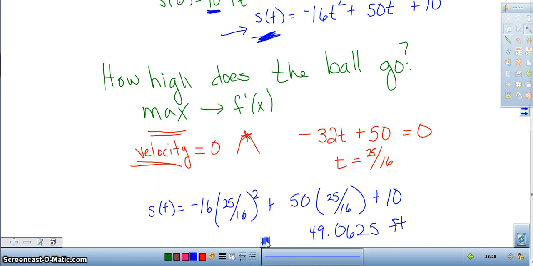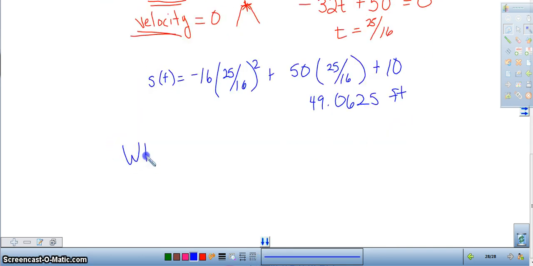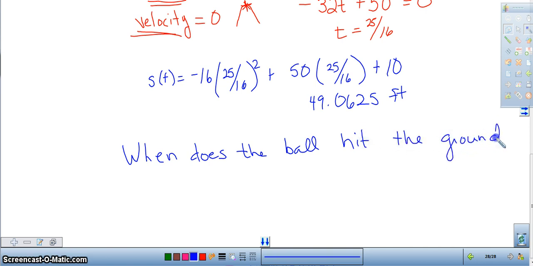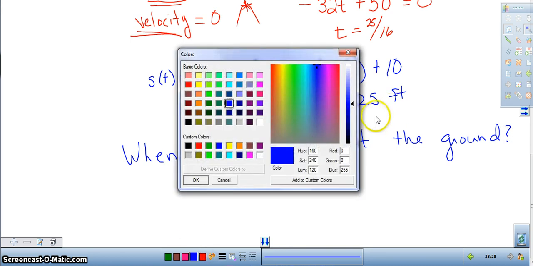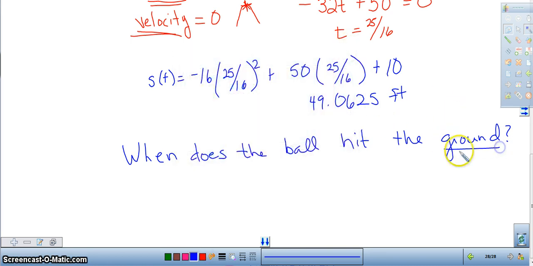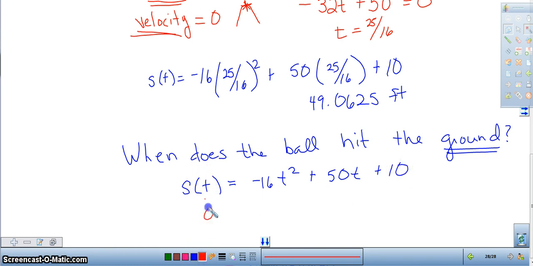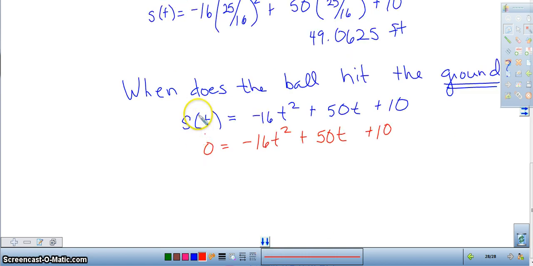How about the question, when does the ball hit the ground? So which function are you going to use there? Well, ground is talking about height or position. So I'm going to use my position function, which is negative 16t squared plus 50t plus 10. And I want to know when it hits the ground. So basically I want to know when this equals 0.